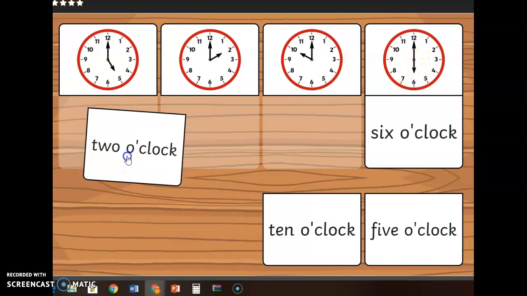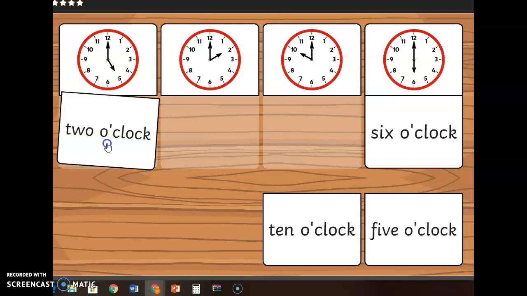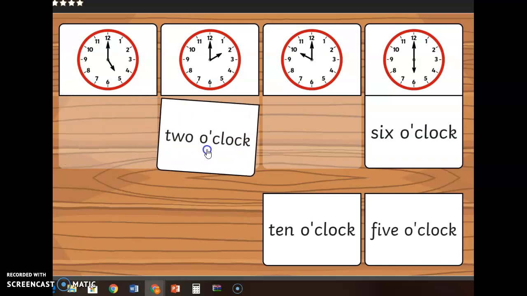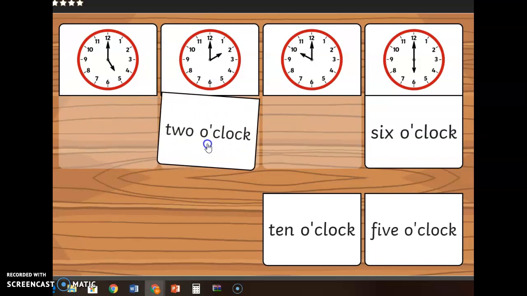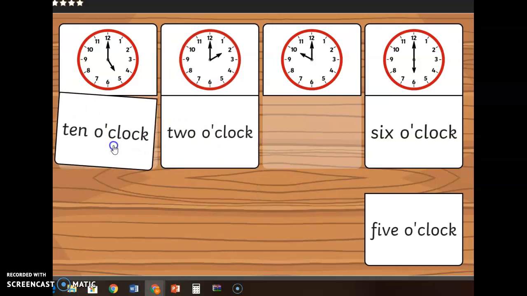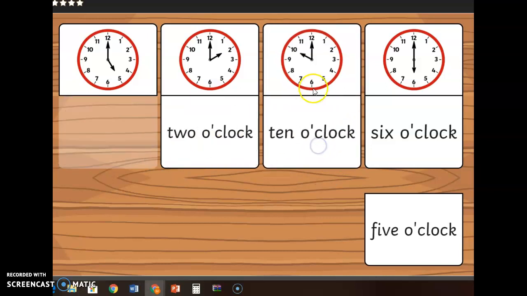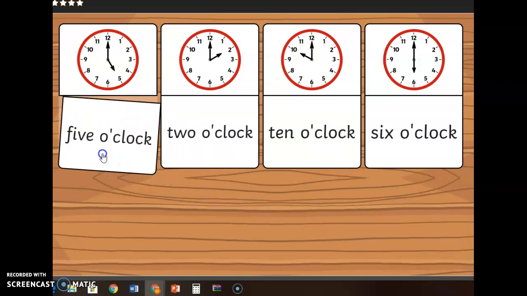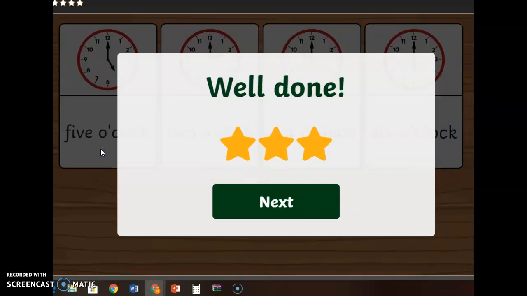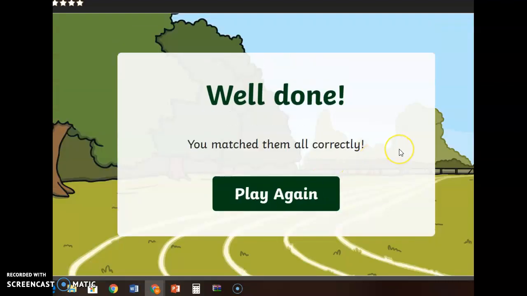2 o'clock. Does it go here? No. Here, maybe? Okay, let's try it out. Okay. 10 o'clock. Shall I put it here? No. Here? Yes, look, because the short hand is looking at 10. And the last one, 5 o'clock. Shall I put it here? Okay. Yes, correct again. You did them all correctly.